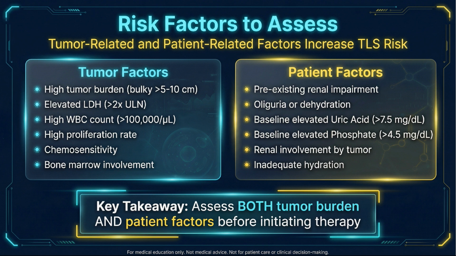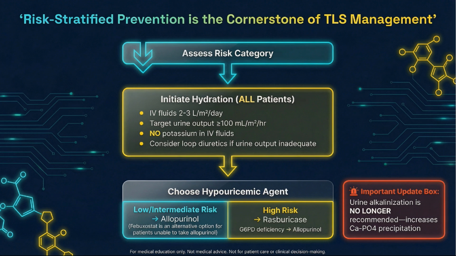The key takeaway here is that a comprehensive risk assessment requires you to evaluate both the tumor's characteristics and the patient's underlying condition before you initiate therapy. The cornerstone of TLS management is a risk-stratified prevention strategy. Let's walk through the algorithm.